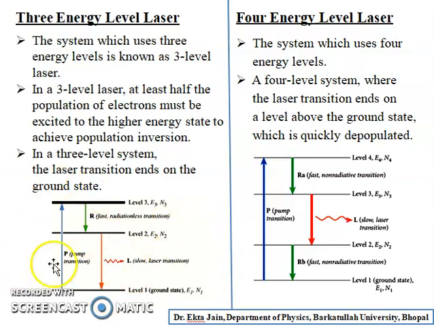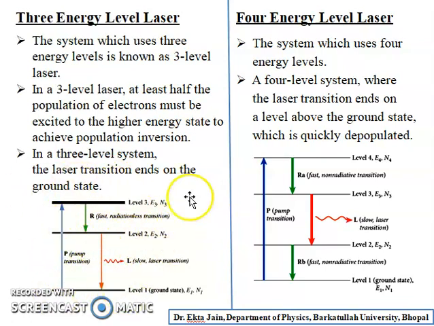What happens in a 3 energy level laser? See, when we do pumping here, the atoms which are in the ground state will be excited to E3, that is the excited energy level. But how will it come downward? So it will come like this.